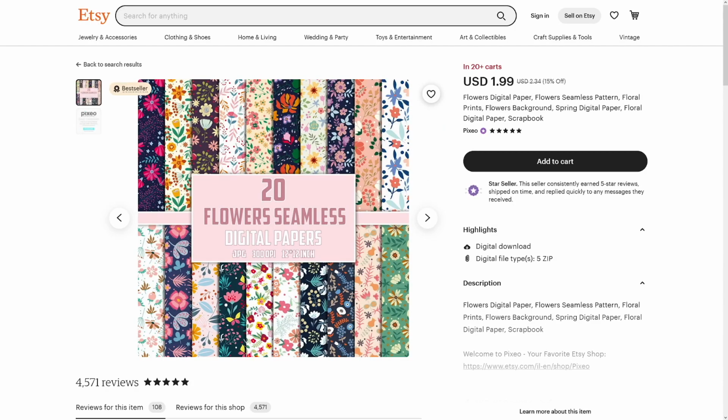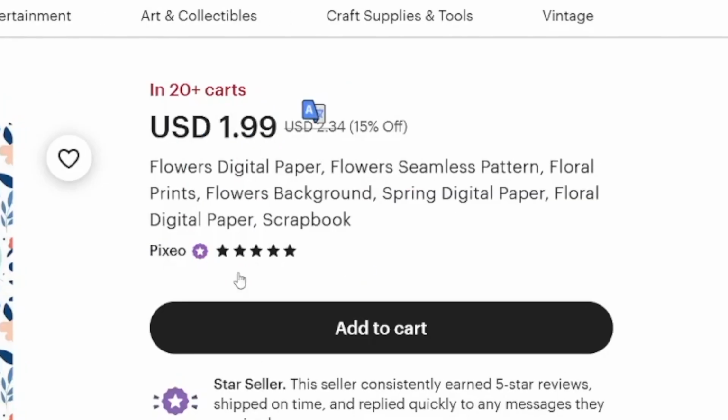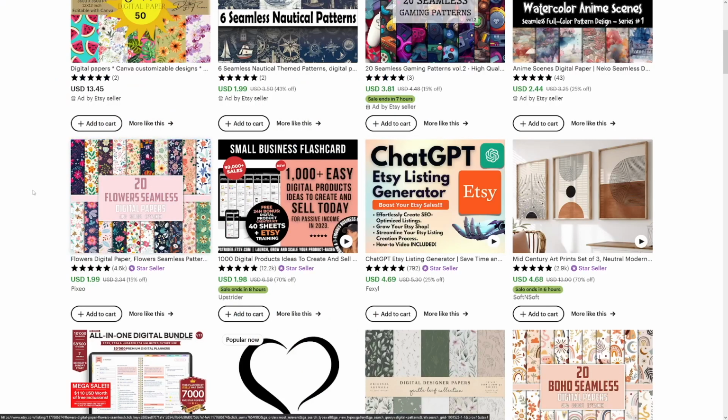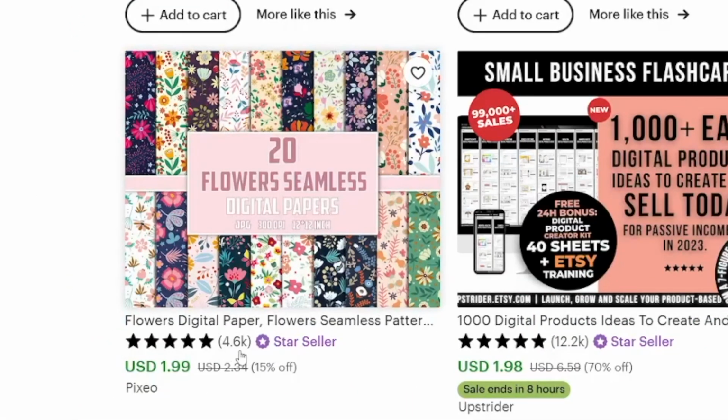Just take a look at this. For example, these flower patterns. It is only $2, okay? But this one has been sold... let me just go back to see how much. 4.6K. So that's over $9,000 for a simple flower pattern, okay?